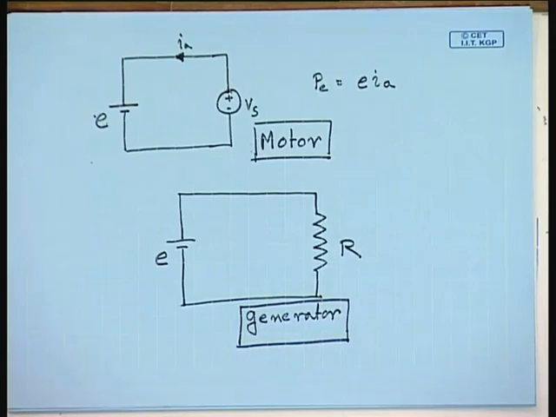So, we see that the same construction, the same physical device can either work as a motor or as a generator depending on which is the input. If electrical energy is the input, then it will produce mechanical energy and will be called a motor. If mechanical energy is input in the form of a prime mover, then it will produce electrical energy and it will be called a generator.